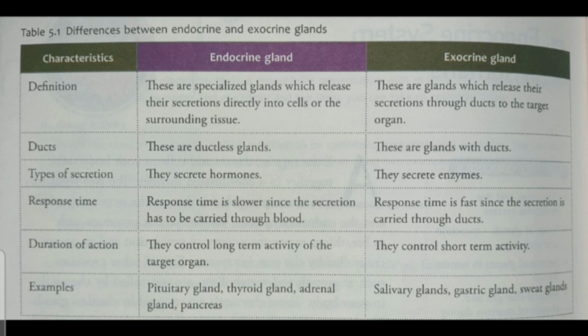And about the exocrine glands, there are many kinds of exocrine glands as well, like the salivary gland that secretes saliva, the gastric gland that secretes gastric juice, the sweat glands that secrete sweat, and many more. So these are the differences between the endocrine and the exocrine glands.